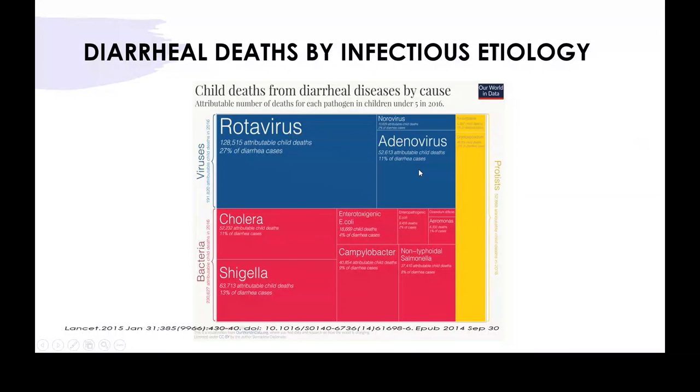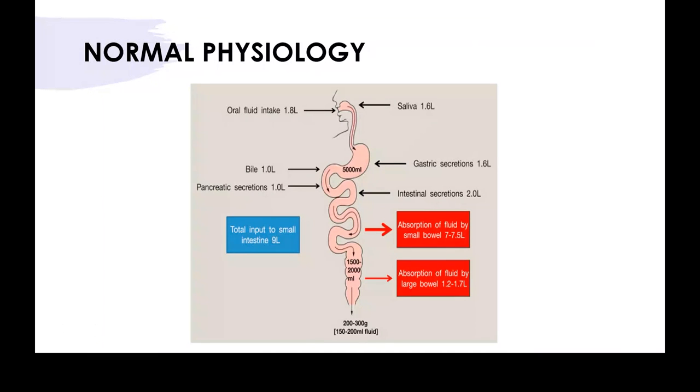So now, to understand chronic diarrhea or diarrheal illness, it's important for us to understand the normal physiology of fluid absorption in our gut, right? So approximately, a child takes around 1.8 liters of oral fluid per day. To that, saliva of 1.6 liters will get added. Another 1.6 liters of gastric secretions, bile 1 liter, pancreatic secretion 1 liter, and intestinal secretions 2 liters. Altogether, roughly around 9 liters of fluid goes into the small intestine.